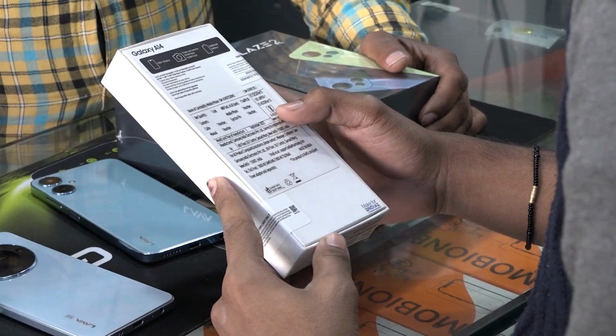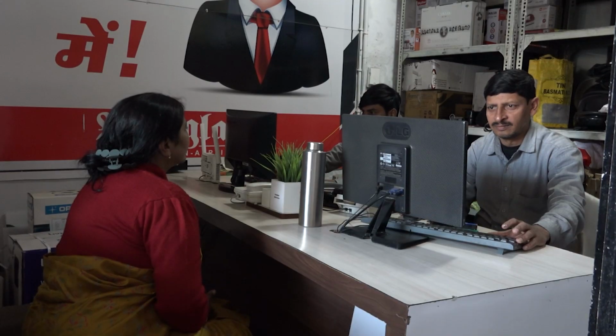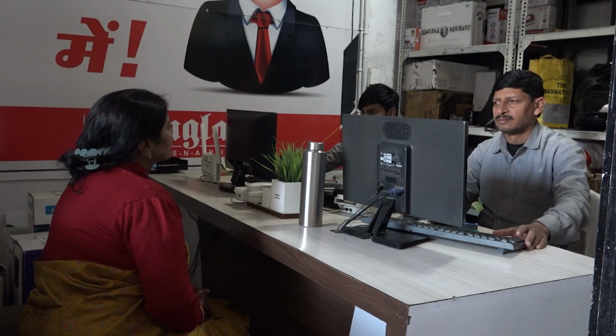A, verifying the product. He has to verify the product returned with the original bill. B, date of purchase. The date of purchase has to be verified to check whether the refund period has passed or not. Refund may be allowed if it is within the firm's allowable refund period. The refund period may vary based on the product type and the retail refund policy.